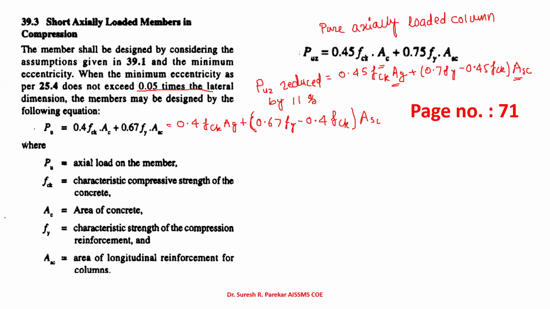And we have this formula. We have Ac, the area of concrete, so Ac is Ag minus Asc. Instead of calculating this, we can have it in terms of Ag only. So this is the formula with axial load and minimum eccentricity.